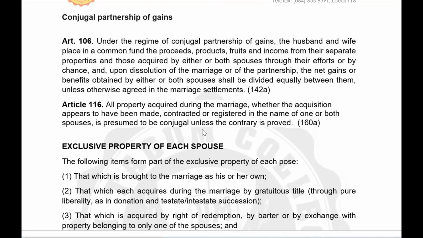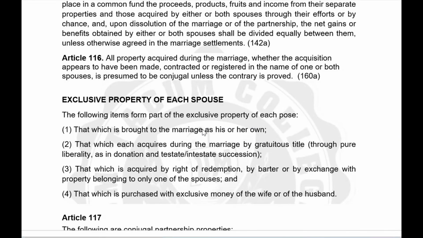So what are the exclusive properties of each spouse? The following items form part of the exclusive property of each spouse. First, that which is brought to the marriage as his or her own. Meaning to say, all property you brought into the marriage will remain your exclusive property. So the property you had before marriage would still be exclusive property.